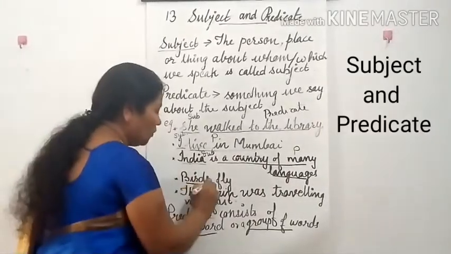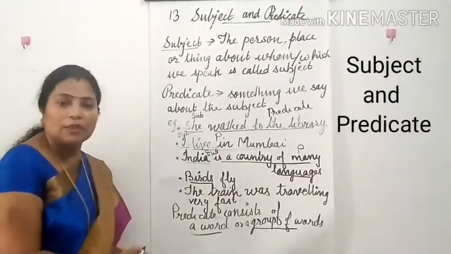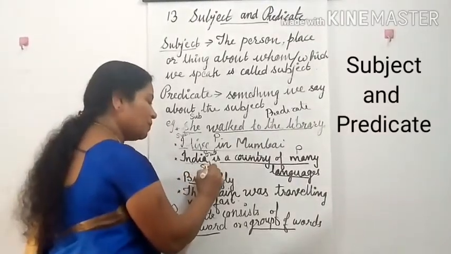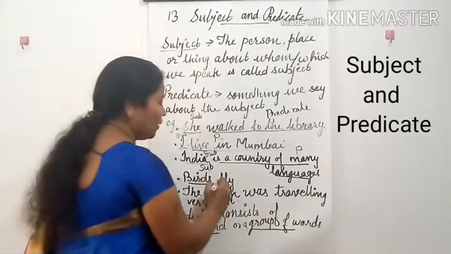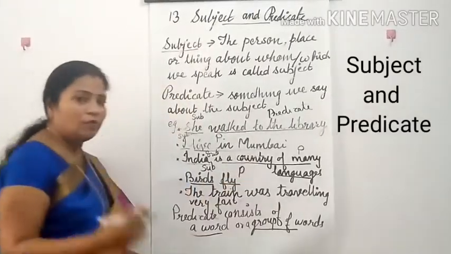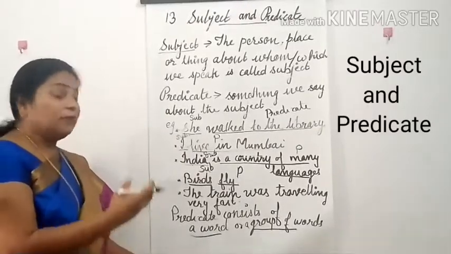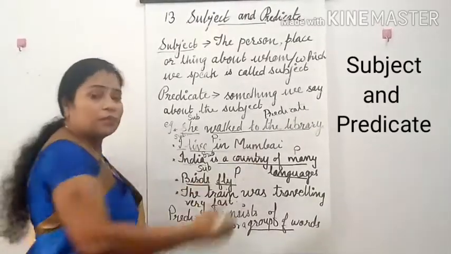Next one, birds fly. We are talking of whom? Birds. ആരെ പറ്റിയാ പറയുന്നത്? Birds. Birds fly. So birds becomes the subject, right? And fly becomes the predicate. What are we saying about birds? നമ്മൾ ബേർഡിനെ പറ്റി എന്താ പറയുന്നത്? That they fly, right? So fly becomes the predicate.